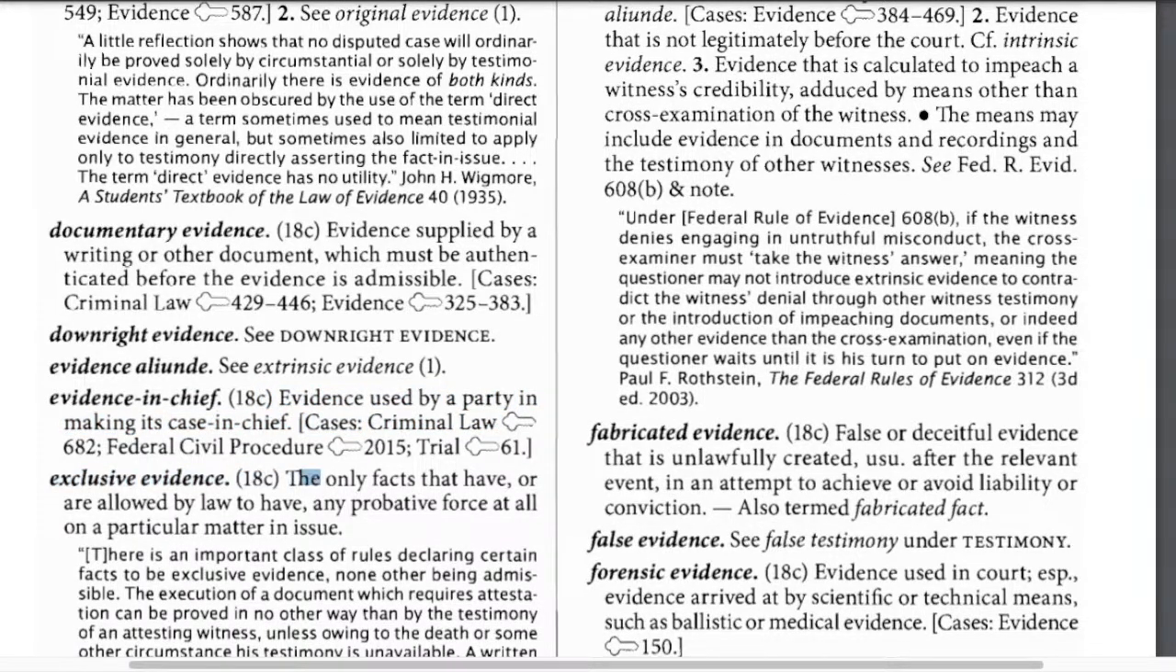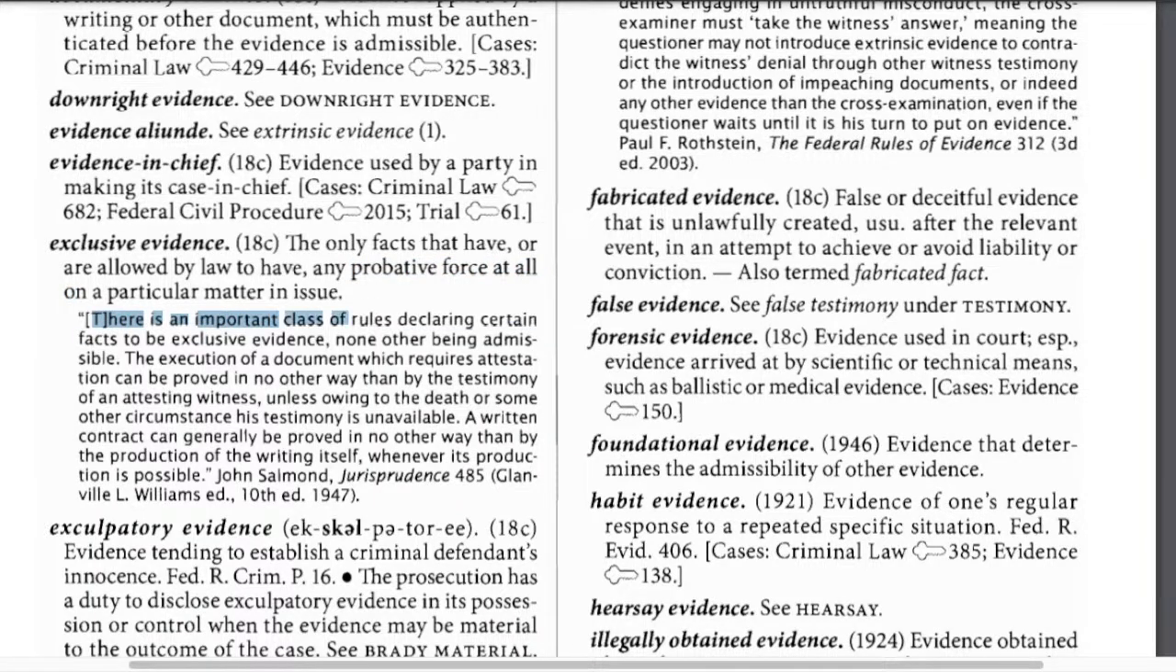There's exclusive evidence, 18th century: the only facts that have or are allowed by law to have any probative force at all on a particular matter in issue. There is an important class of rules declaring certain facts to be exclusive evidence, none other being admissible. The execution of a document which requires attestation can be proved in no other way than by the testimony of an attesting witness. Wow, the execution can be proved no other way than by the testimony of an attesting witness, unless owing to the death or some other circumstance his testimony is unavailable.